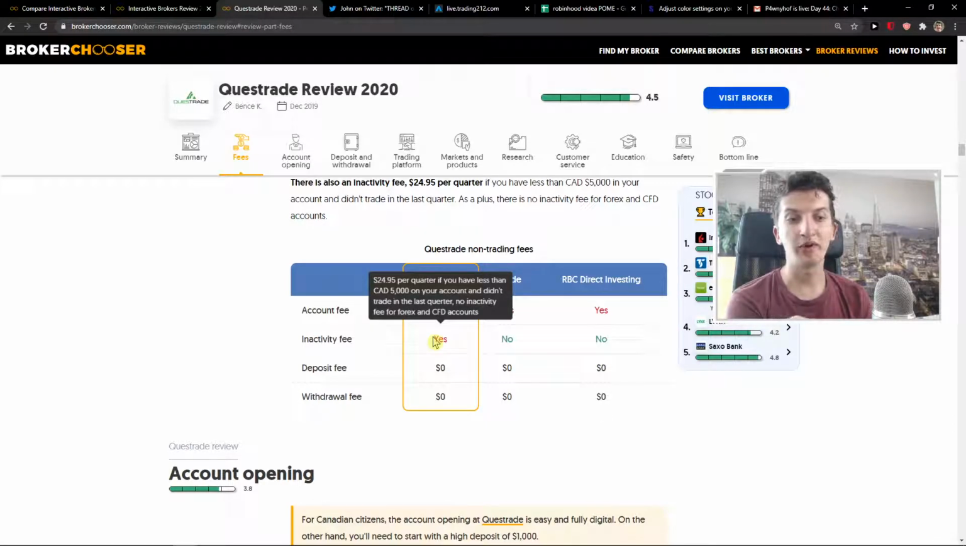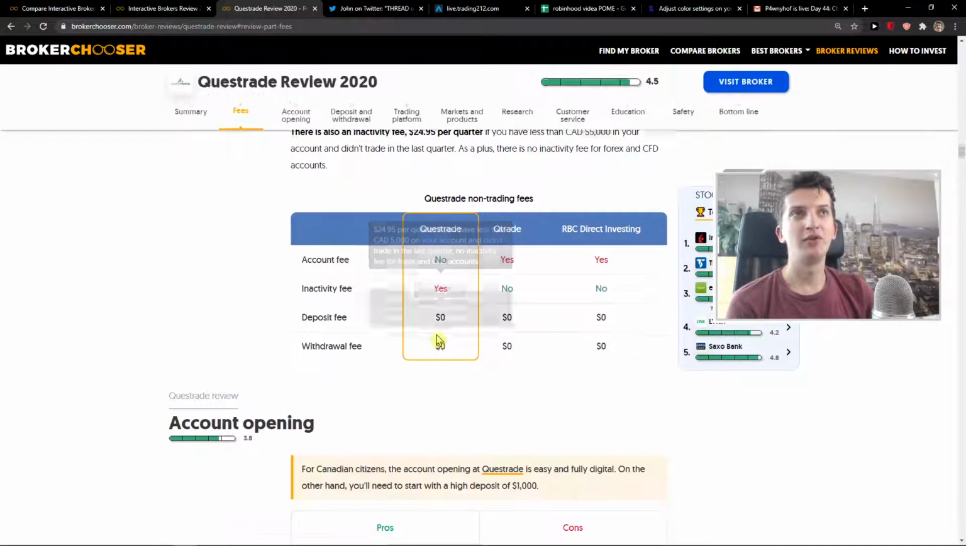Interactive Brokers is alright too, but I recommend having more than $100,000 to use Interactive Brokers. If you can use something like Degiro, that's a good choice, or Webull and others in Canada, that's better. So this is the inactivity fee.